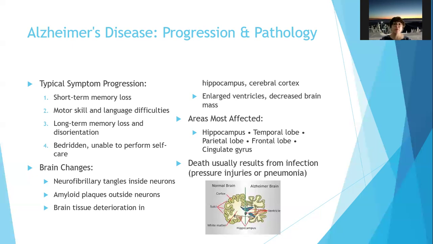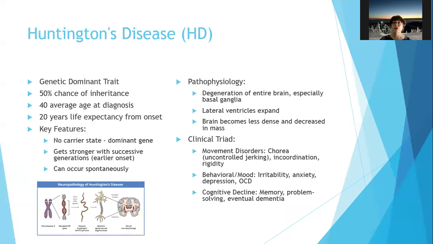The areas that are most affected are the hippocampus, think memory, temporal lobe, think long-term memory, parietal lobe, think movement issues, frontal lobe, think decision making, executive function, and the cingulate gyrus, that is executive function, decision making. Death usually does not result from the Alzheimer itself. It results from infection because of pressure injuries or pneumonia or sepsis, icky things like that. We'll start talking about Huntington's in the next section.